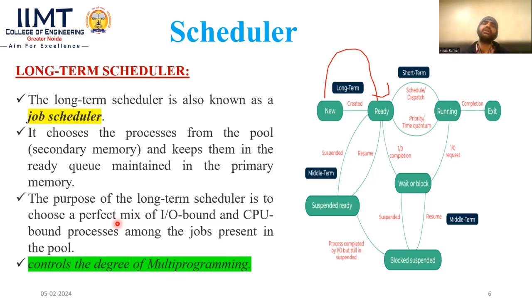So another responsibility of the long-term scheduler is to control the degree of multi-programming. Degree of multi-programming means the number of programs we have in memory to run simultaneously. So we control the degree of multi-programming. That is the working of the long-term scheduler. It is used between the new and ready states.